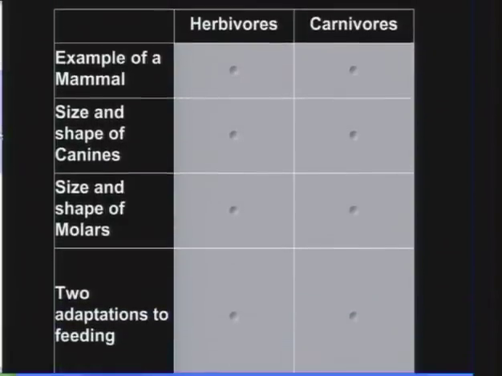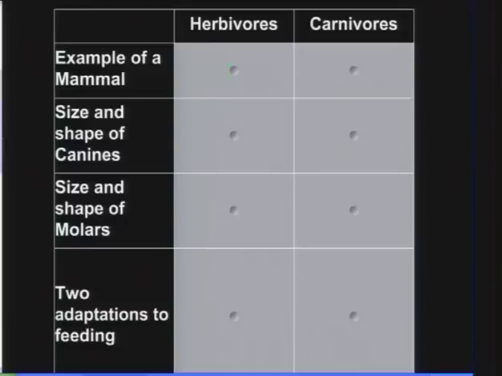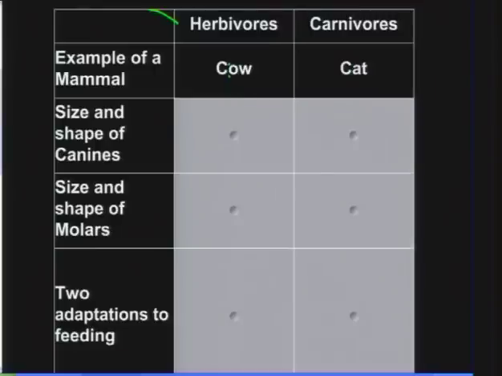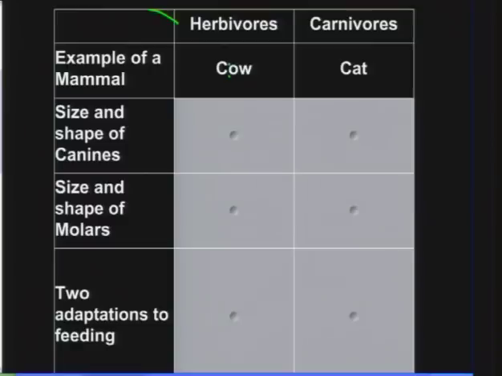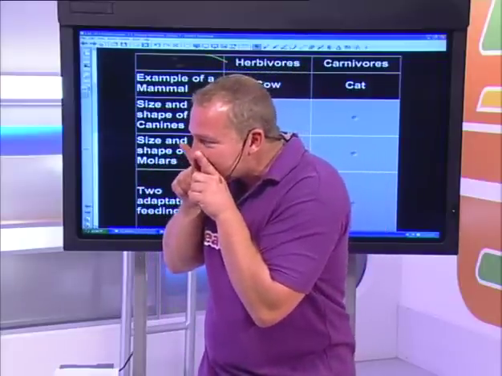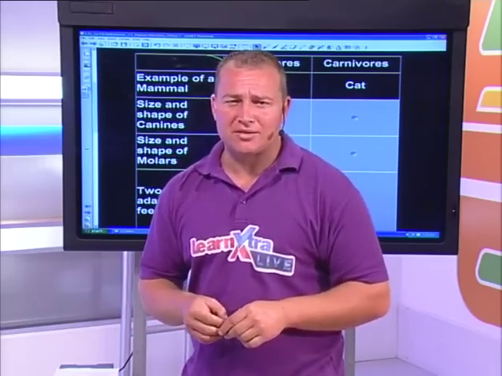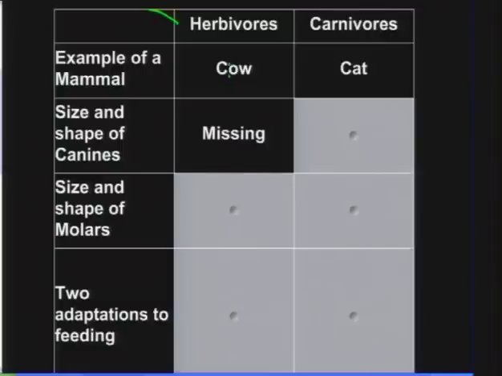Example of a mammal herbivore. I like cow. Hey, what do you think? Yeah, cows are good. Right? And another animal? A cat. Nice and simple, right? Let's see. The size and shape of a canine. When have you seen a cow walking around with these two things? Have you ever seen it? No. It doesn't walk around and bite you in the leg because it's not happy with what you're feeding it, which is grass, right? So, it's missing. It doesn't have it, right?